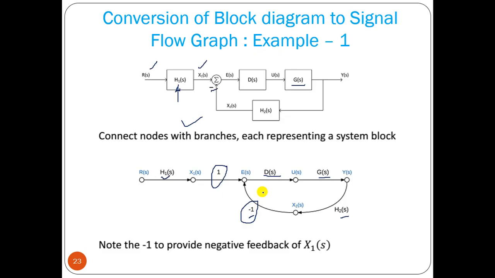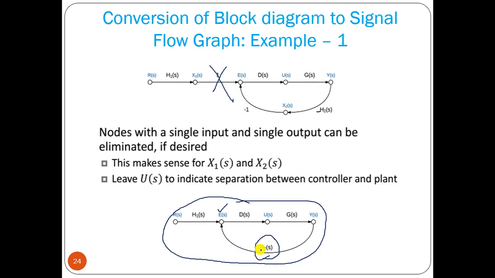That means the summer is basically ignored. So X1 and E(s) will be a single node, and here X2 and E(s) become a single node because it is connected to the summer. And the sign here will come as a gain, multiplied with that, -H2.